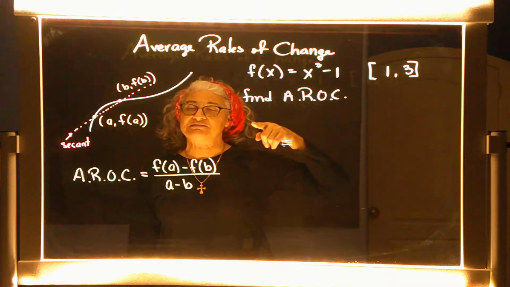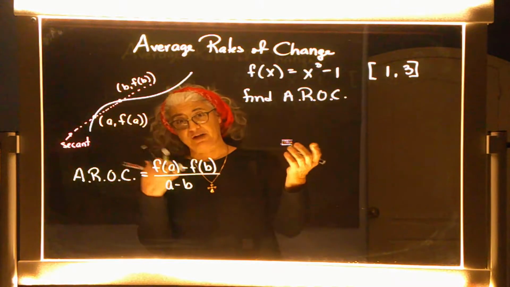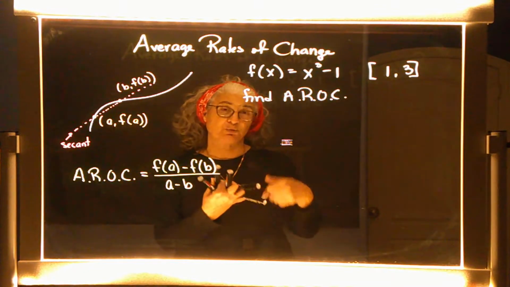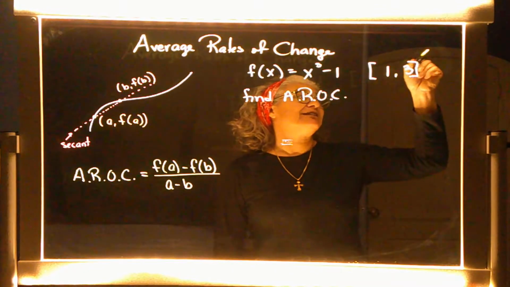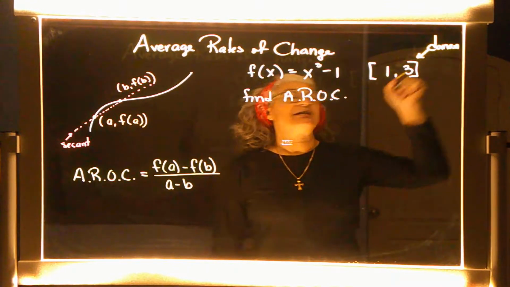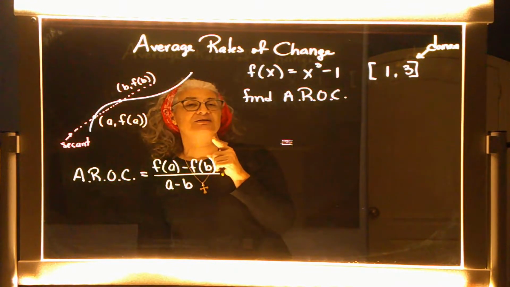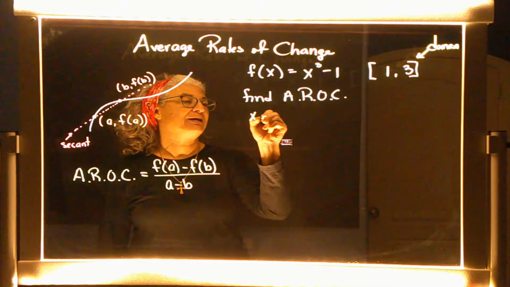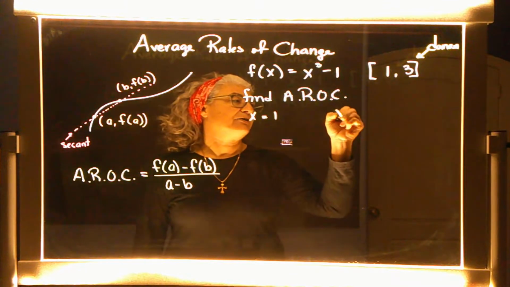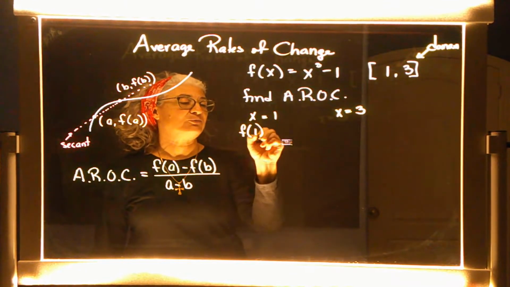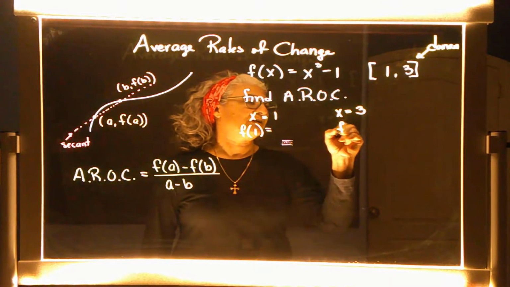Some of you said it. Some of you aren't sure. Some of you gave me the wrong answer. So here's the thing. When they give you an interval to work off of, this interval is the domain. And if it's the domain, that means it represents your x's. So I know one of my x's is 1 and my other x is 3. So now I need to find f of 1 and I need to find f of 3.